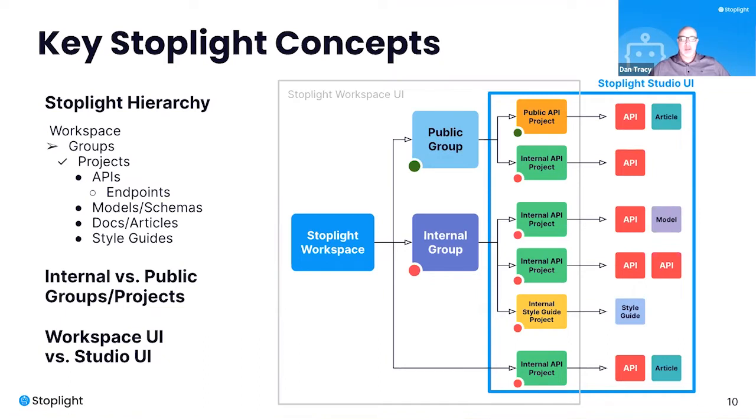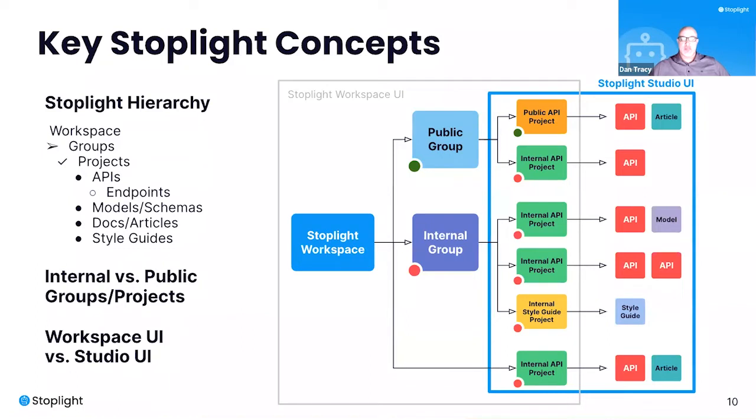groups. As you drill into the scope of creating and editing individual API and style guide project assets, you'll be transitioning from the Stoplight workspace user interface into the Stoplight Studio user interface. Your technical team and API design architects will likely be spending the majority of their time within the Stoplight Studio UI. Within the scope of a single project in Stoplight Studio, you may have one or more API designs and open API specifications, one or many API models, and one or many API documentation articles.